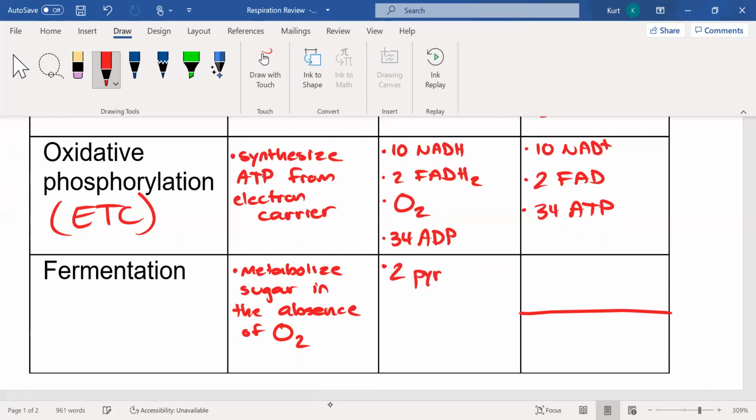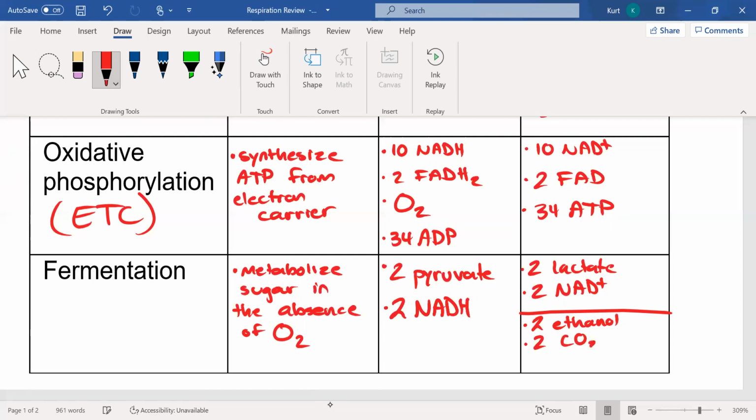2 pyruvate, 2 NADH. Now, if you're doing lactic acid fermentation, which is what I will put on top, your 2 products will be 2 lactate, which is the same thing as lactic acid, and 2 NAD plus. If you are going to perform alcohol fermentation, which things like yeast will do, you are going to produce 2 ethanol, which is the type of alcohol, 2 CO2s, and 2 NAD pluses.